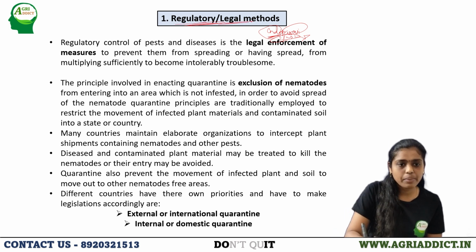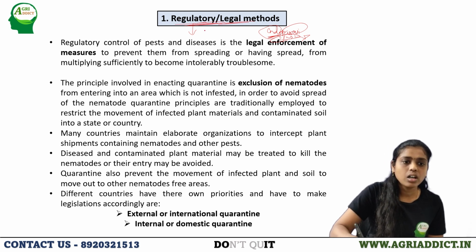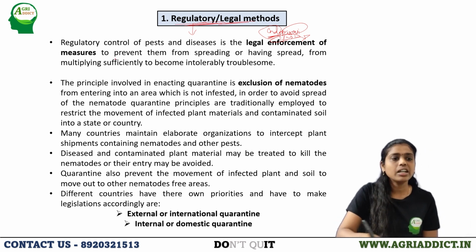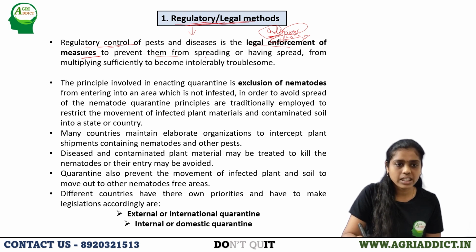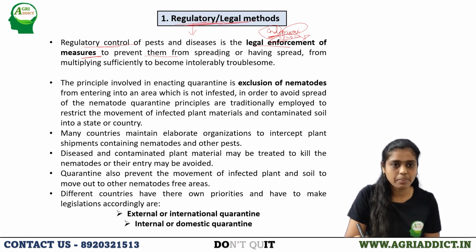Regulatory or legal methods. Here, regulatory in the sense of applying strict rules and regulations in order to prevent the spread of nematode diseases or pests from one place to another place. In this method, legal enforcement of measures can be applied to prevent the spread of diseases or pests from one place to another place. This is nothing but regulatory or legal methods.